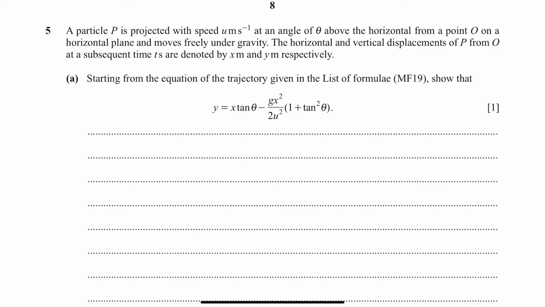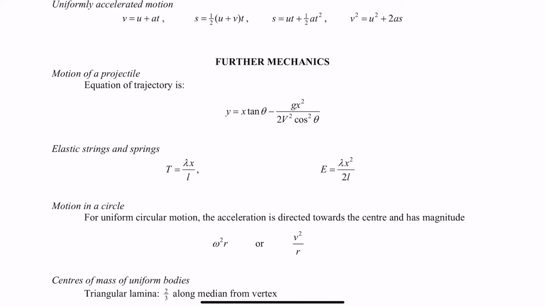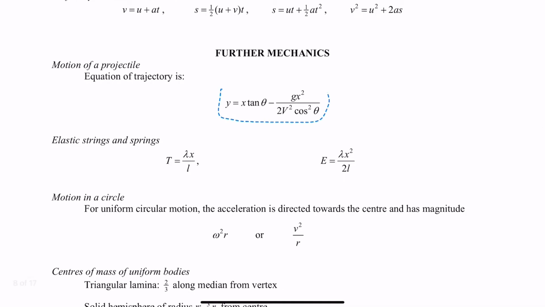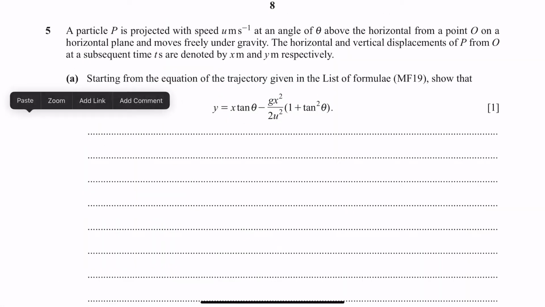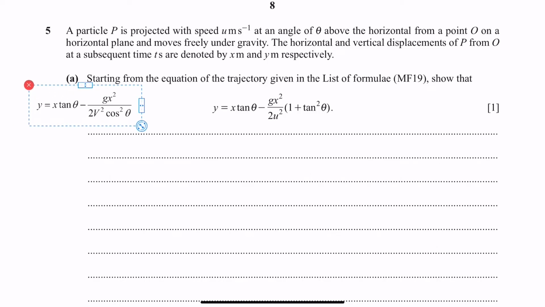Question 5. We have a particle P that is projected with speed u at an angle of theta above the horizontal from a point O, and it moves freely under gravity. The horizontal and vertical displacements at time t are denoted by x and y respectively. Starting from the equation of the trajectory given in the list of formulae, MF19, show that this equation is true. So we go to the MF19, we can see that this is the formula given. Copy it, paste it here. Okay.